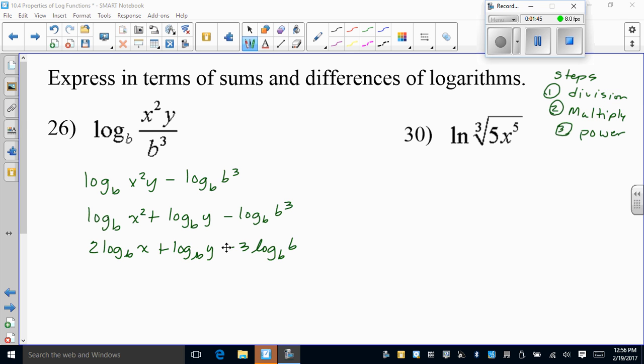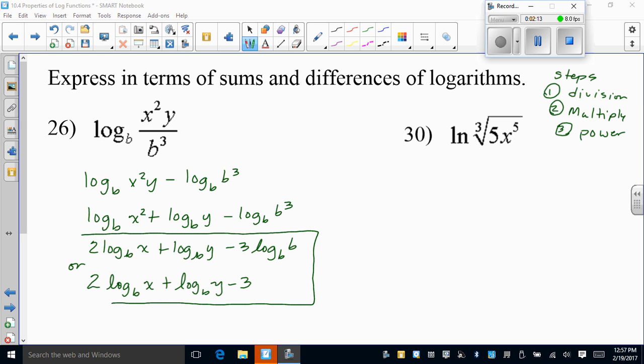This is okay, you can leave this, but I want to make a note that log base b of b is 1. So this can be rewritten as 2 log base b of x plus log base b of y minus 3. Again, power thing going on there. Not the power thing, but this here is 1. So you can take it off.